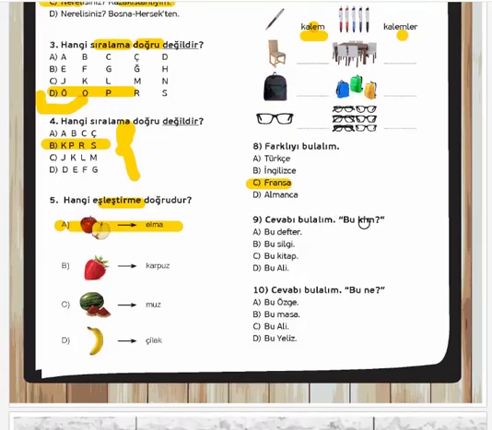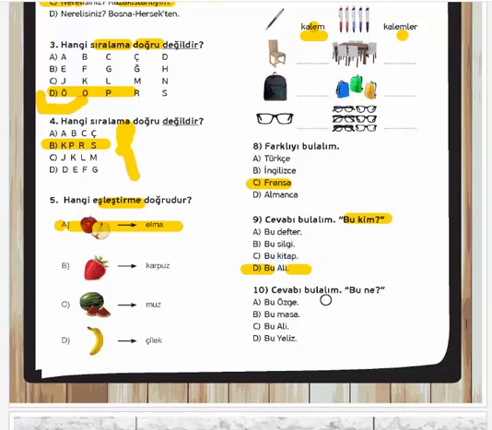Cevabı bulalım. Let's find the answer. Bu kim? Who is this? Kim is used for living things. So we have to find living things here. Bu defter. This is notebook. No. Bu silgi. This is eraser. No. Bu kitab. This is book. No. Bu Ali. This is Ali. Ali is the correct one.